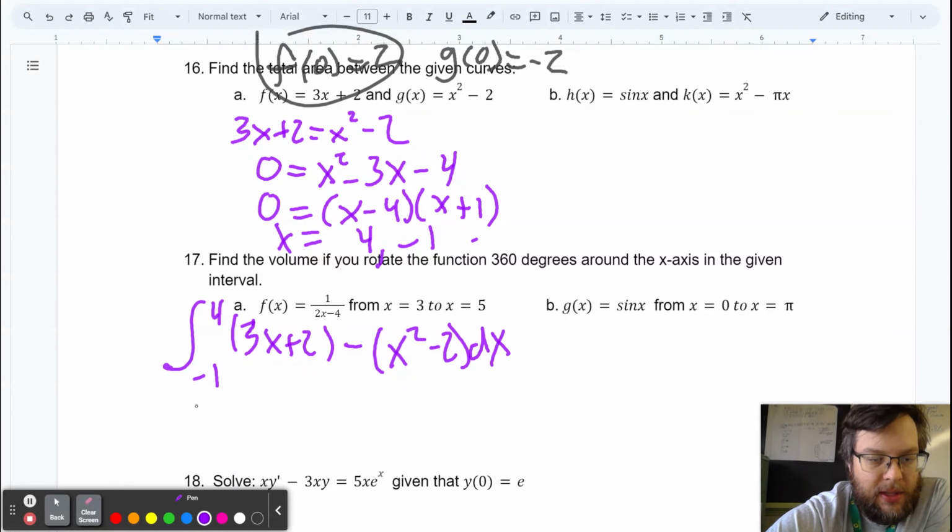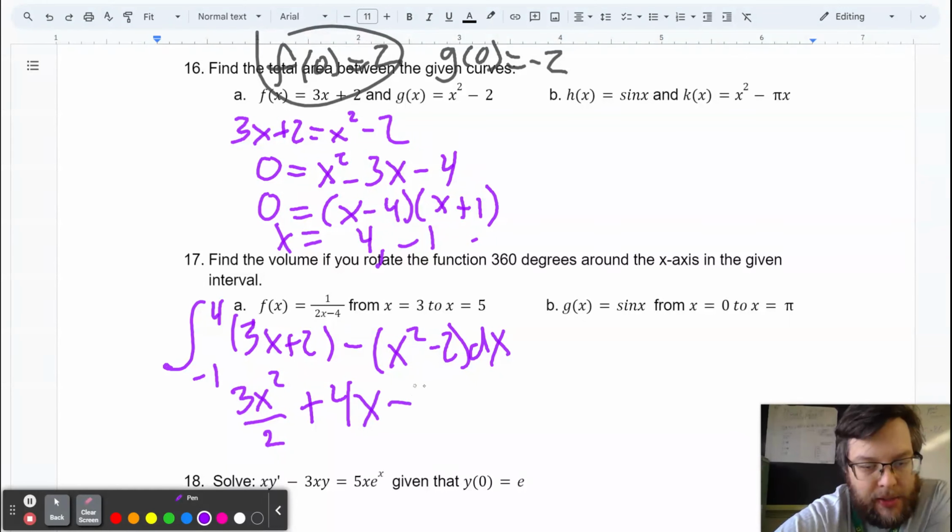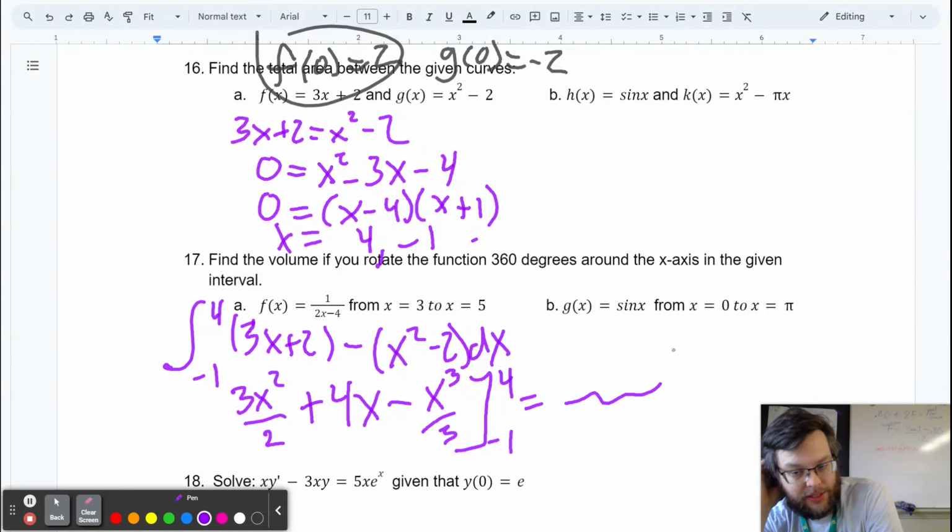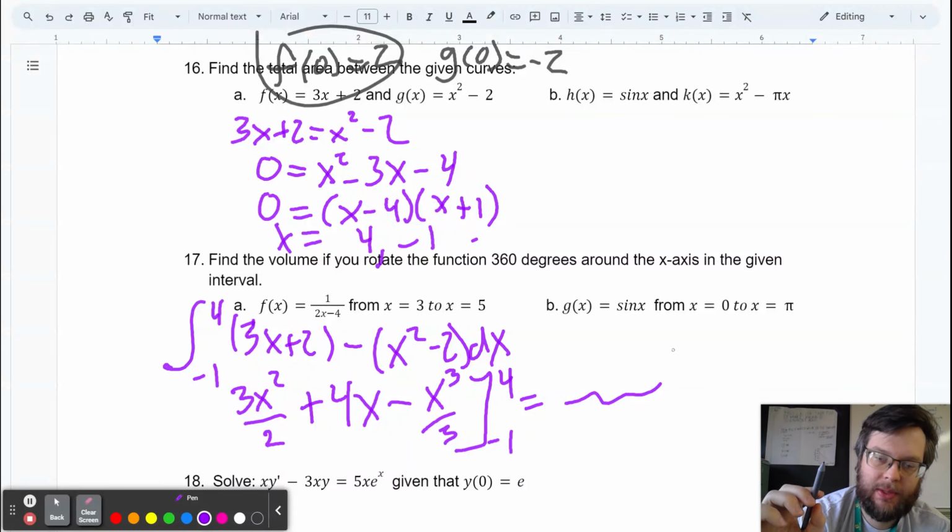When I integrate them, I could actually simplify before I integrate because the plus 2 here and the minus negative 2 there makes a 4. So then when I integrate, I have 3x squared over 2, combining my terms to make it a 4x. Add 1 and divide for my power, from negative 1 up to 4 equals whatever. You don't need to sit here and watch me do the plugging in, but you plug in the 4, and then you plug in the minus 1, and you subtract them.